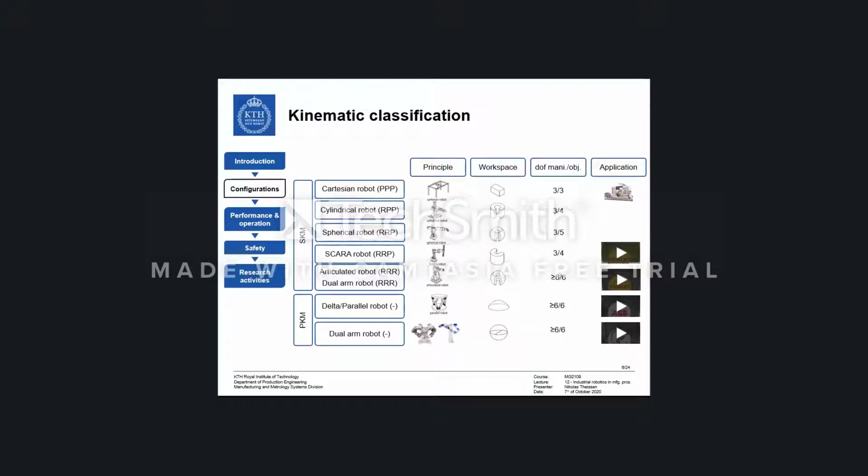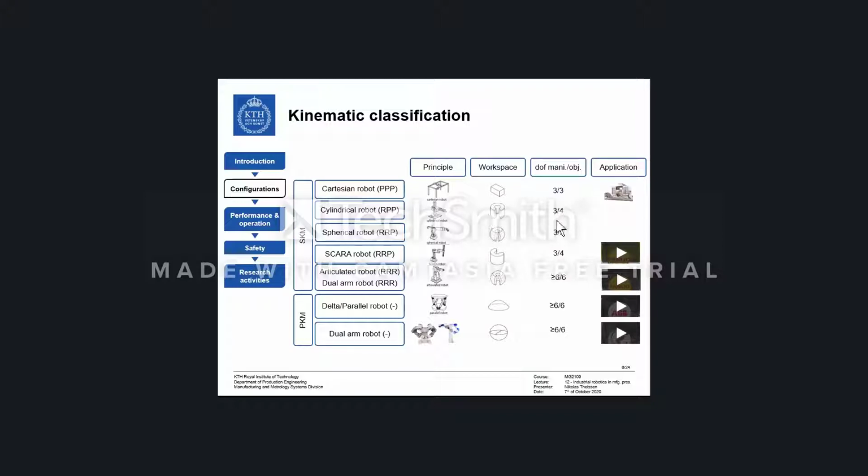Then there is the cylindrical robot. The cylindrical robot has an RPP classification or configuration. So the first joint, that is the one that is closest to its base, is a revolute joint followed by a prismatic and a prismatic joint. Here you can see pictographically in what kind of workspace this results.